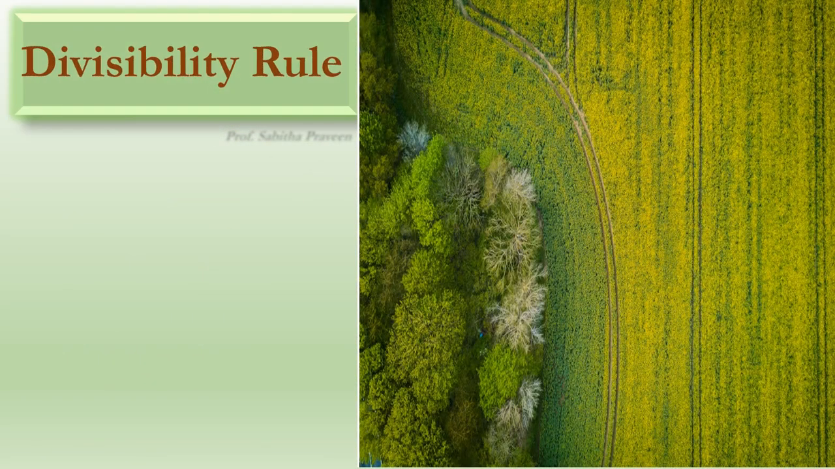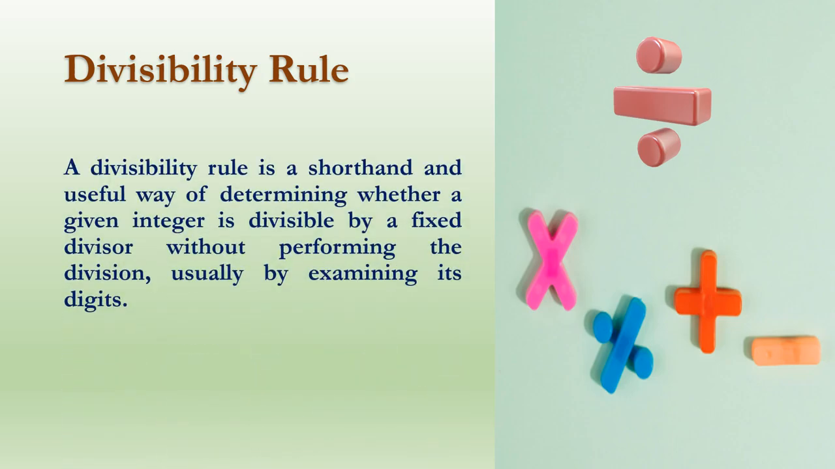Hello everyone. In this video, we will discuss the divisibility rules of numbers from 2 to 10. Divisibility rule. A divisibility rule is a shorthand and useful way of determining whether a given integer is divisible by a fixed divisor without performing the division, usually by examining its digits.